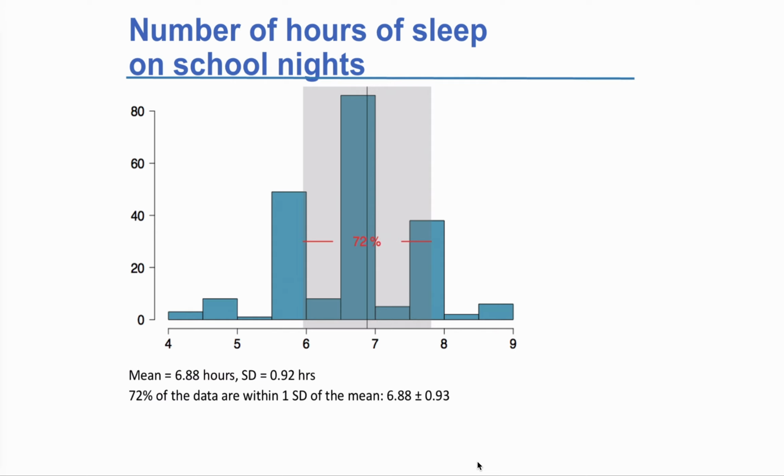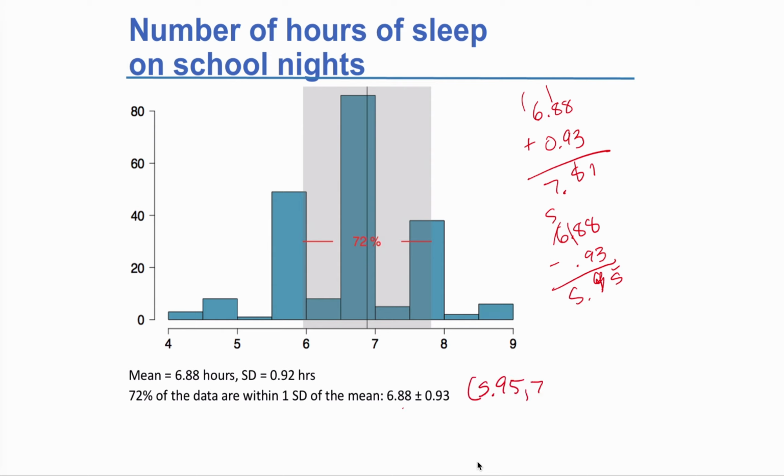72% of the data are within plus or minus 1 standard deviation of the mean, right? So plus one standard deviation, 6.88 plus 0.93 is going to be, carry the 1, 7.81. And 6.88 minus 0.93 is going to be 5.95. So between 5.95 and 7.81, you get 72% of your data.